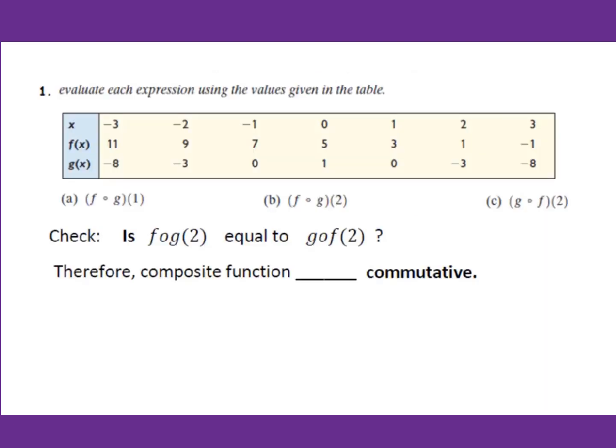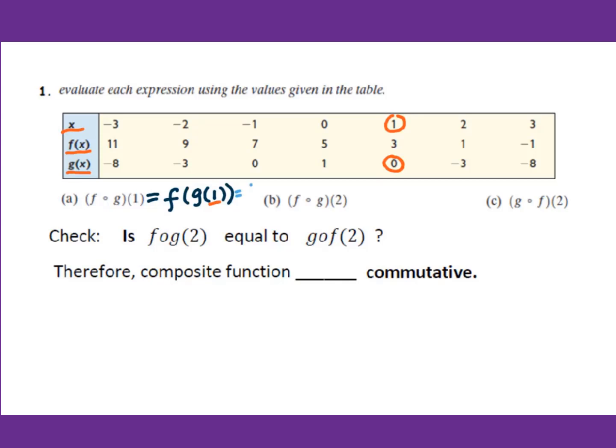Now let's do some examples. Evaluate each expression using the values given in the table. For A, f of g of 1, we use the concept. The first row is x, the second row is f of x, and the third row is g of x. We find x equals 1 first, then we go to the g function. The g value here is 0. Therefore, g of 1 equals 0.